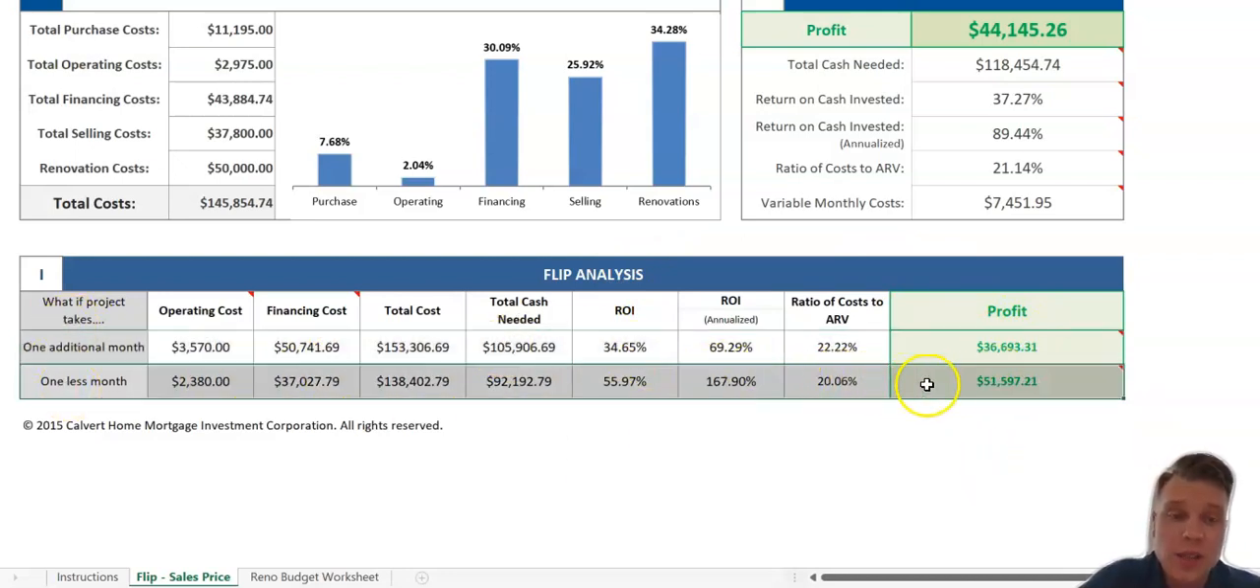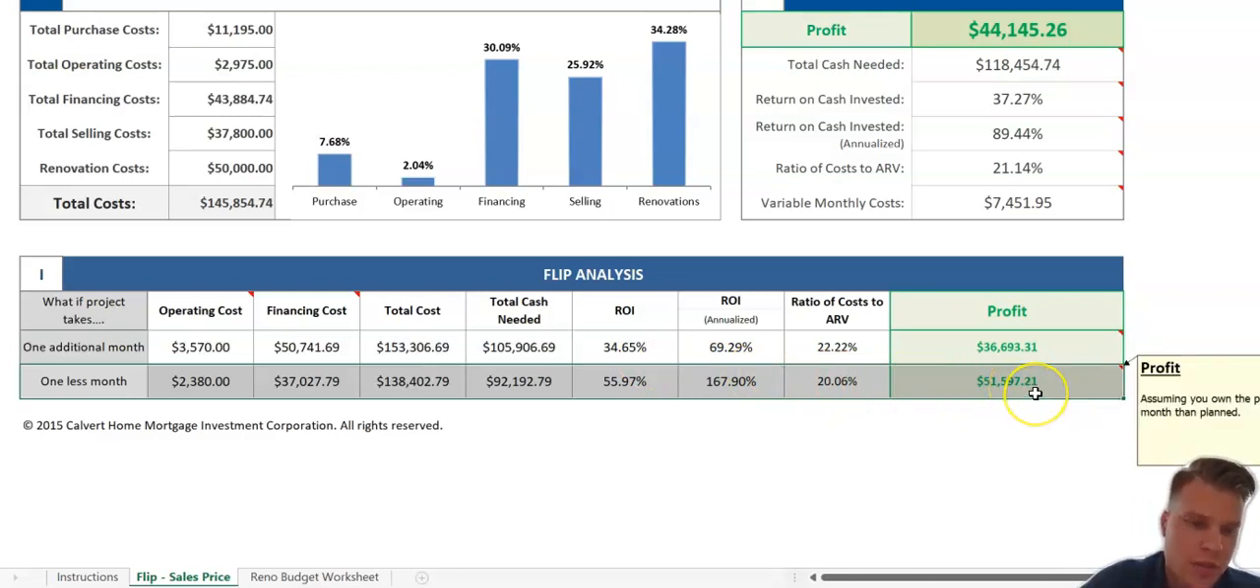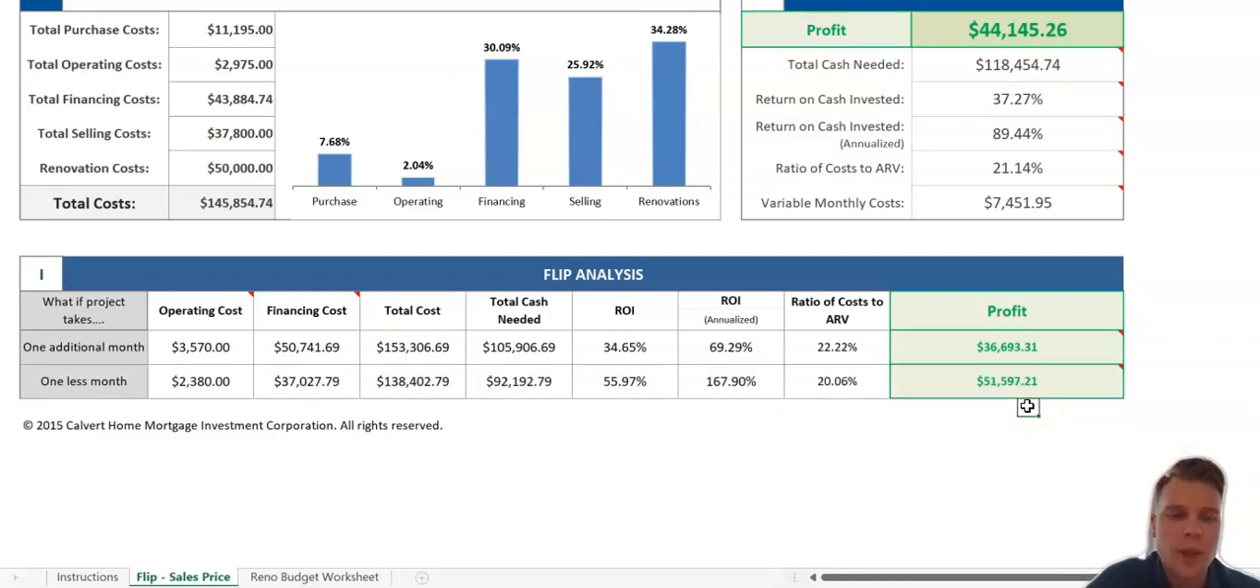If it takes 1 month less, so 4 months instead of 5 months, they'll be making, call it $51,600 in profit. Because our loans are fully open, time is always of the essence. So the quicker you can get in and out of this project, because interest is calculated daily, we don't have any prepayment penalties or renewal fees. It's in your best interest to be in and out as quick as possible. So you're putting as much cash in your jeans in terms of profitability for your flip deals.